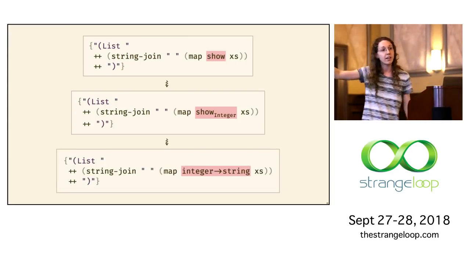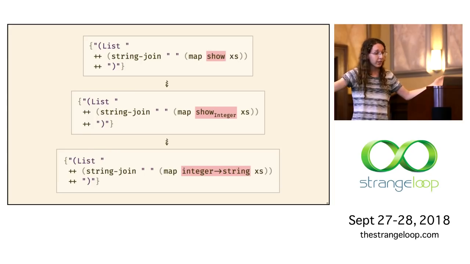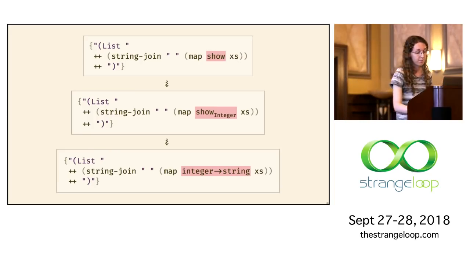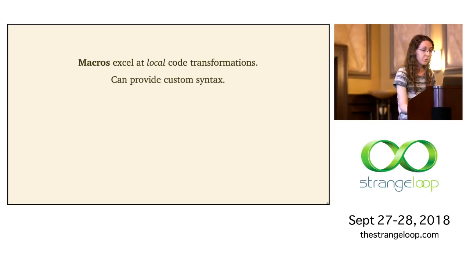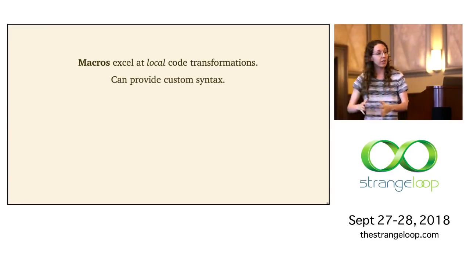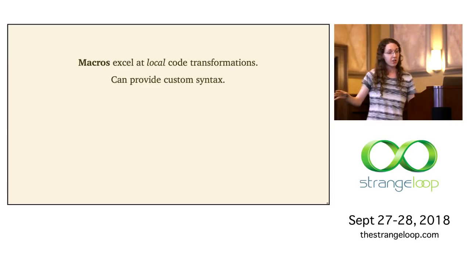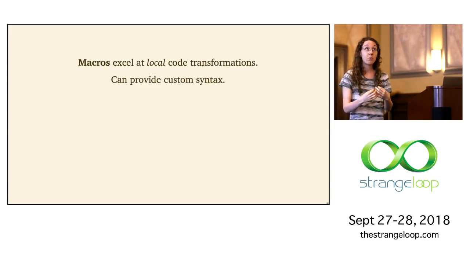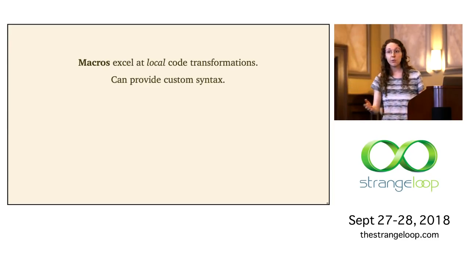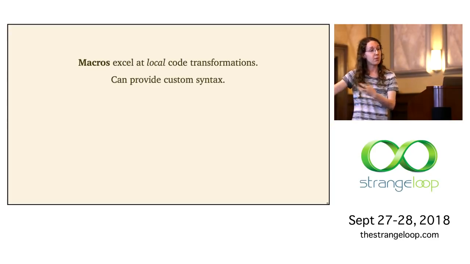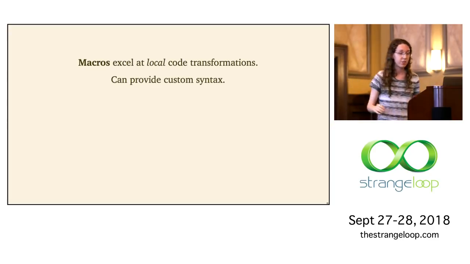And so eventually we get this expression that converts that whole thing to a list. So to summarize, macros are really, really good at local code transformations. They're not allowed to look at other information about the things that are provided to them. But we do get custom syntax, because we're able to manipulate the code tree, the syntax tree, as much as we want.